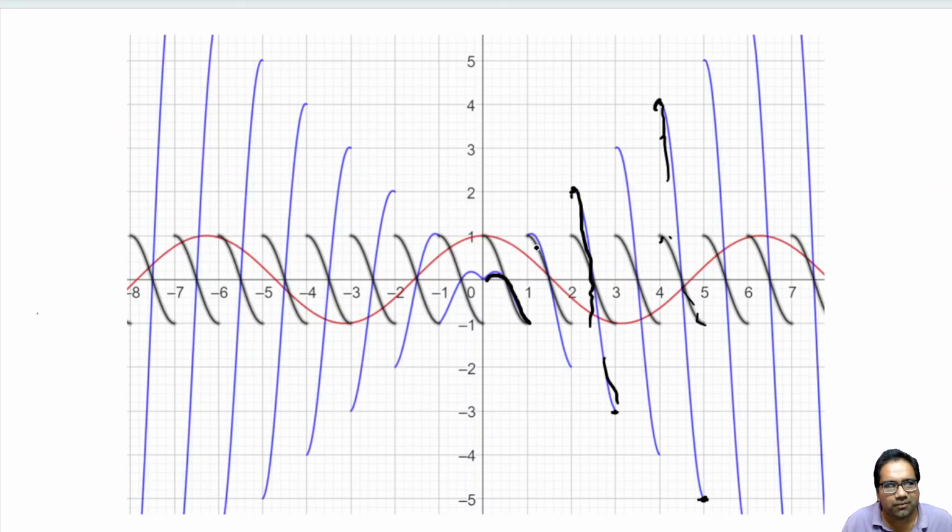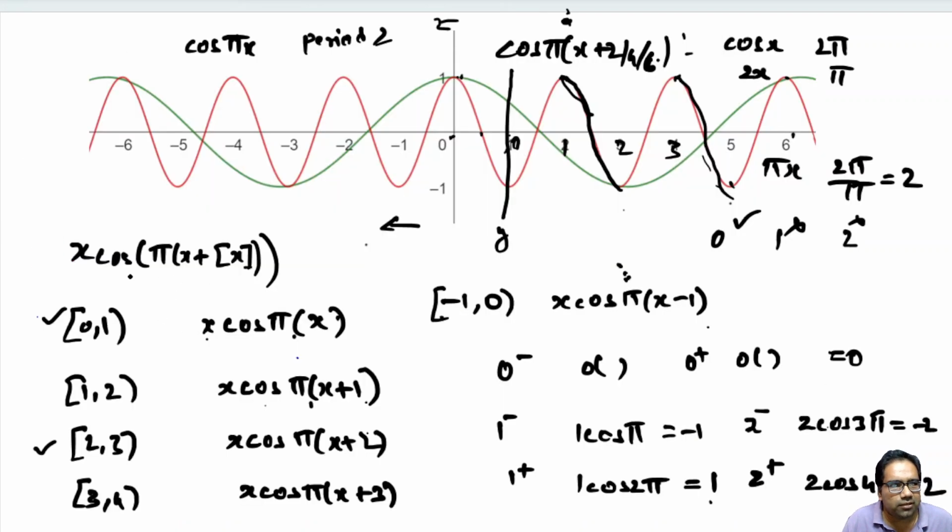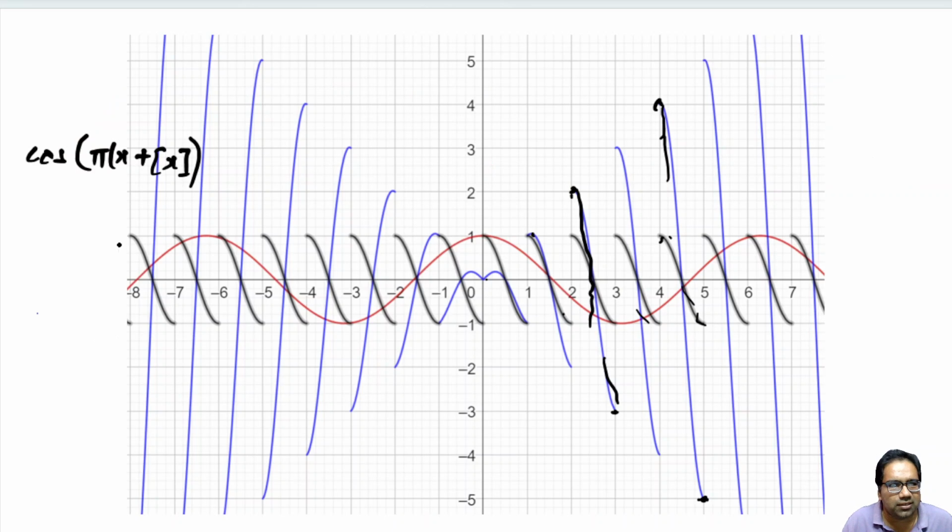Now the same graph will actually work out. Between 1 and 2, we are starting with the same set. The black lines are actually the same. What are the black lines? Black lines are cos of π times (x plus greatest integer function of x). These are the black lines. Now between 1 and 2, we want x times this. So the blue line is actually this function, x times cos of π times (x plus greatest integer function of x).